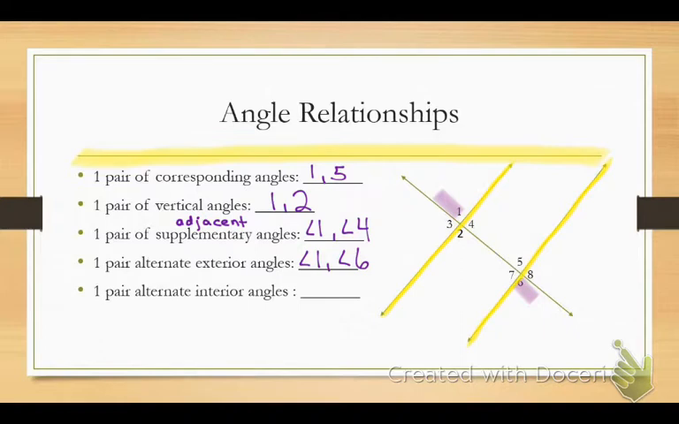What about alternate interior? Josh, did you get one of those? I put 2 and 7. Not 2 and 7 would be called same side because they're on the same side of the transversal.